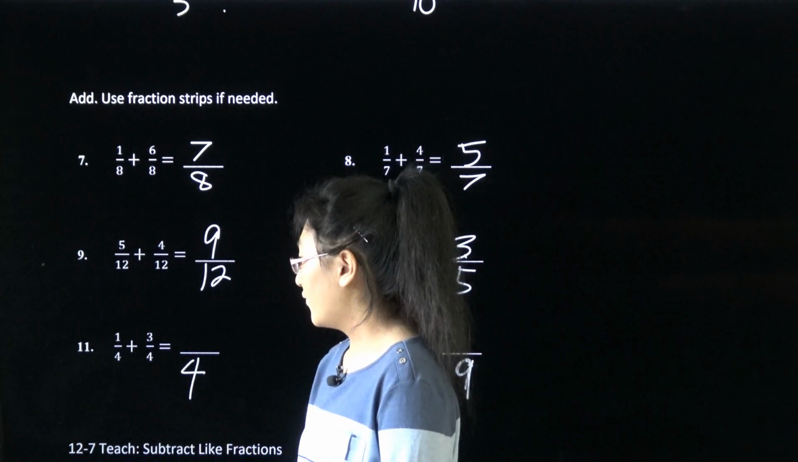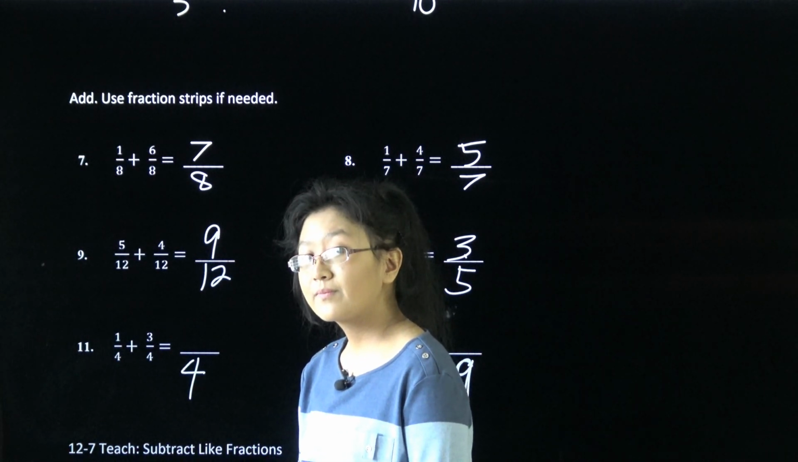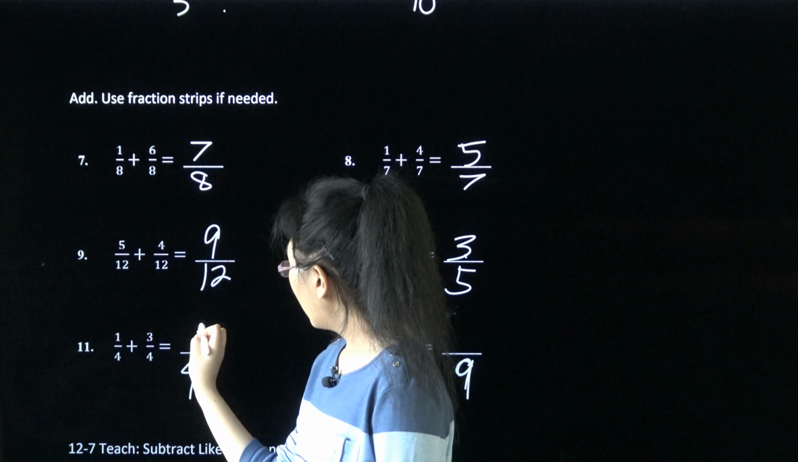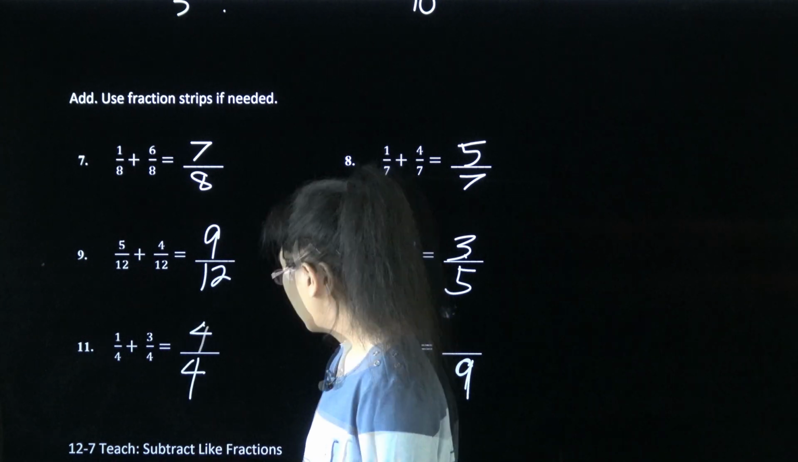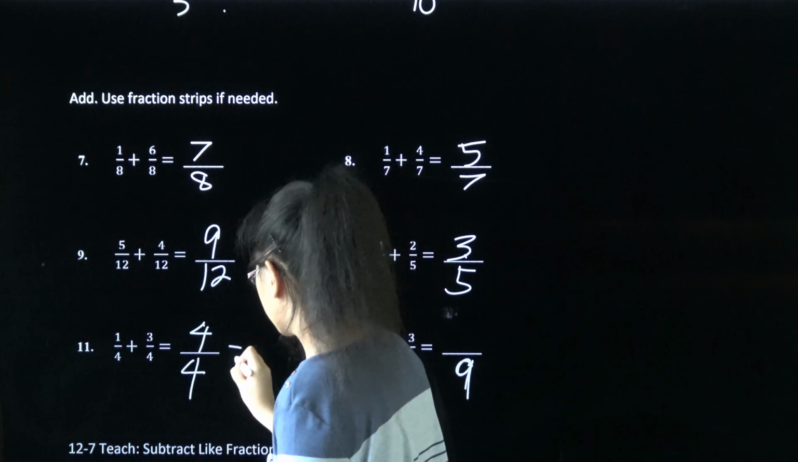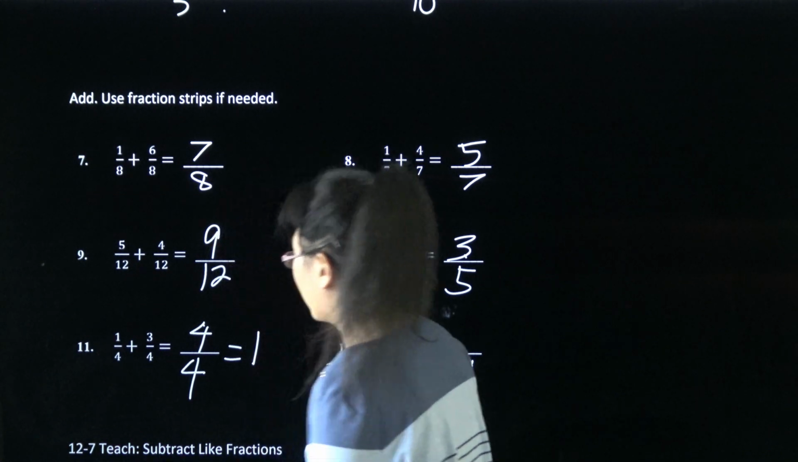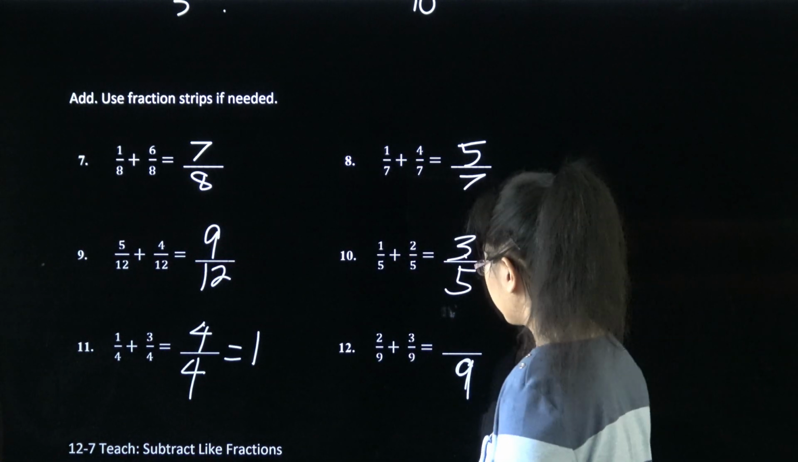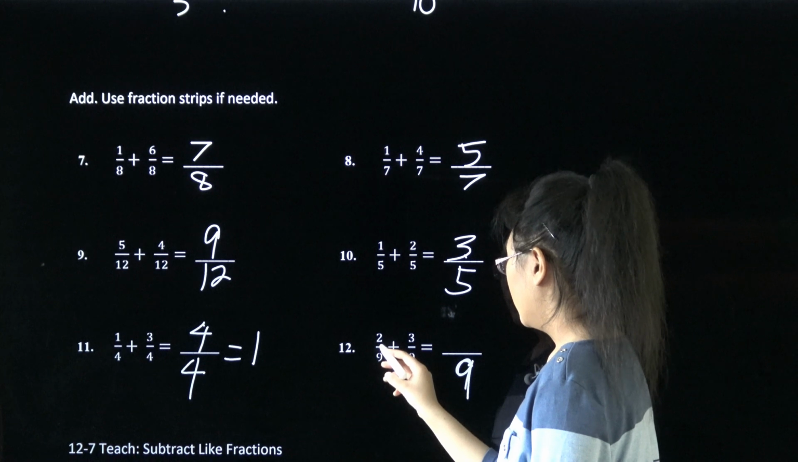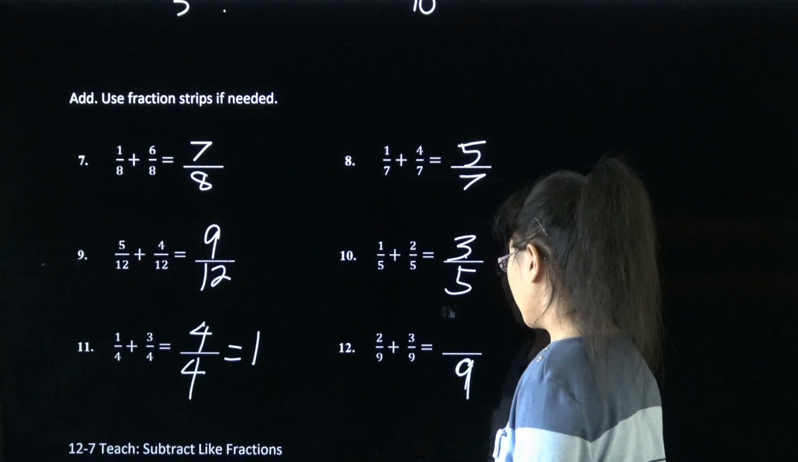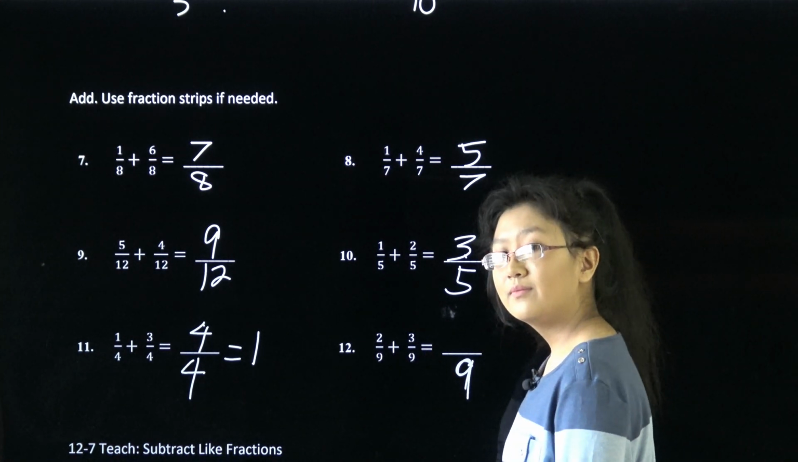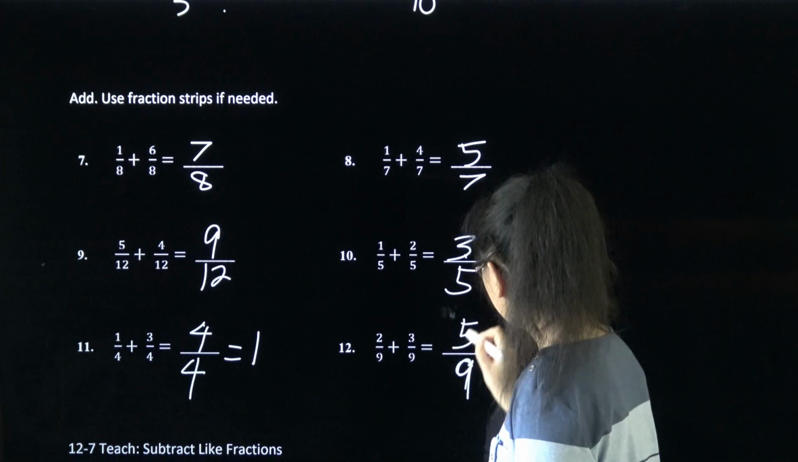1/4 plus 3/4 equals to what? 1 plus 3 equals to 4? 4/4, which also equals to 1, because 4 over 4 is a whole. Now, 2/9 plus 3/9 equals to how many ninths? 2 plus 3 equals to 5.